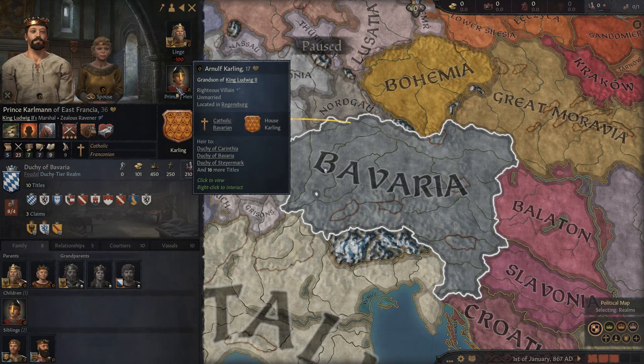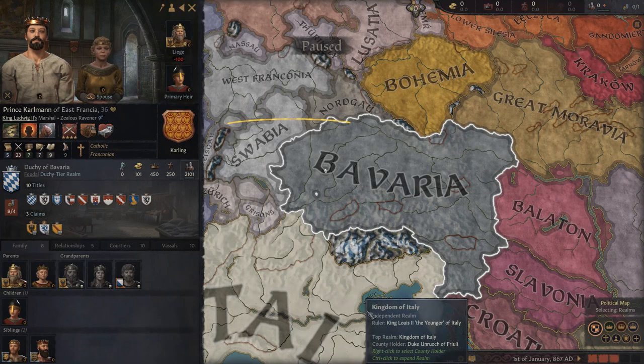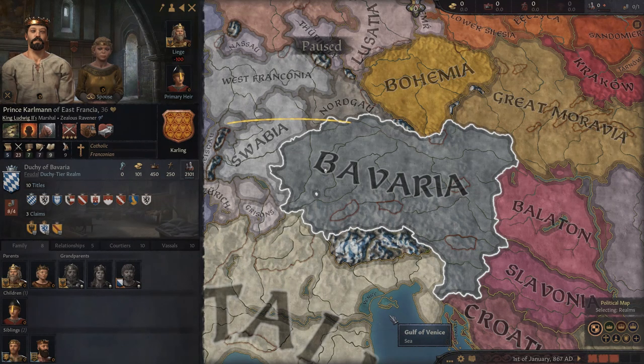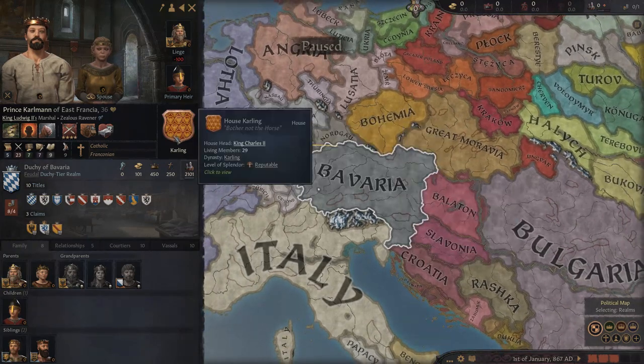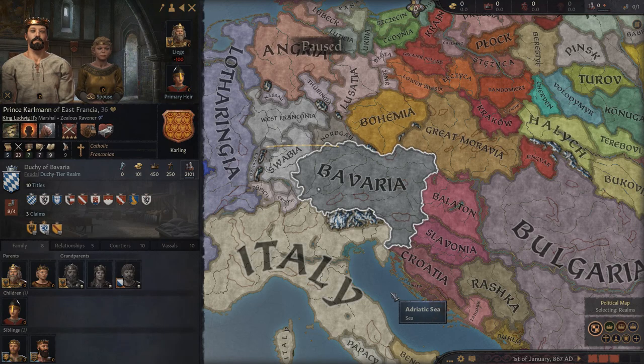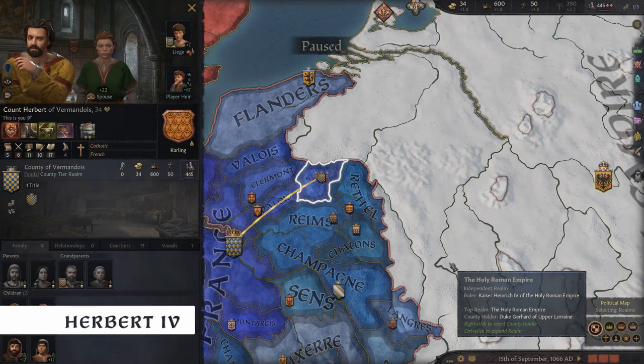Why? One, you already have an heir. You've got plenty of claims. You are first in line to inherit all of East Francia. And your father is already 61 years old. So in a very short order, you could become king of East Francia and then move against the lands of your fellow Karlings. But of course, we can't do a Karling guide without speaking about the last Karling in the game, and that is Count Herbert of Vermandois.